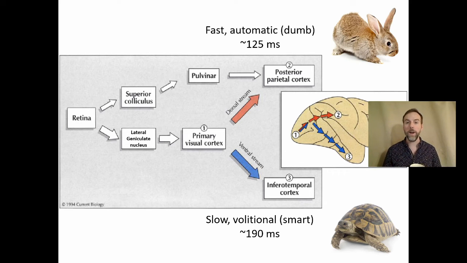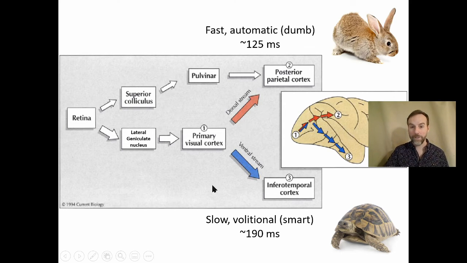So this gives us a great way to compare dorsal and ventral, not with special clinical populations like DF and RV, who are very rare. We don't have to rely on perception versus action. We can look at action versus action. Is it this fast automatic correction, or is it a slow voluntary correction? And those behaviors are mediated by different parts in the brain. So the dorsal stream, that is our hare, and the ventral stream, that is our tortoise.